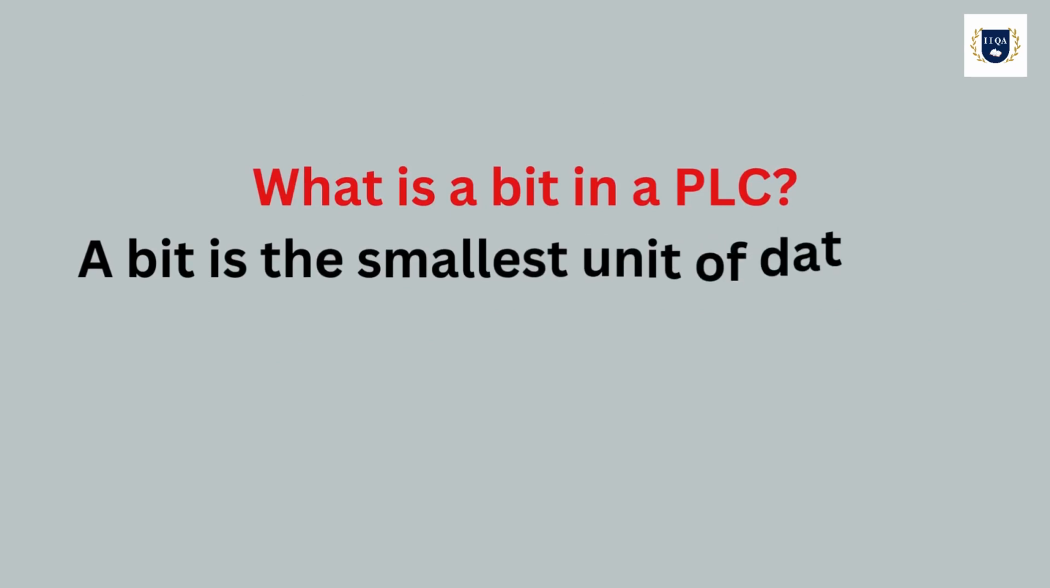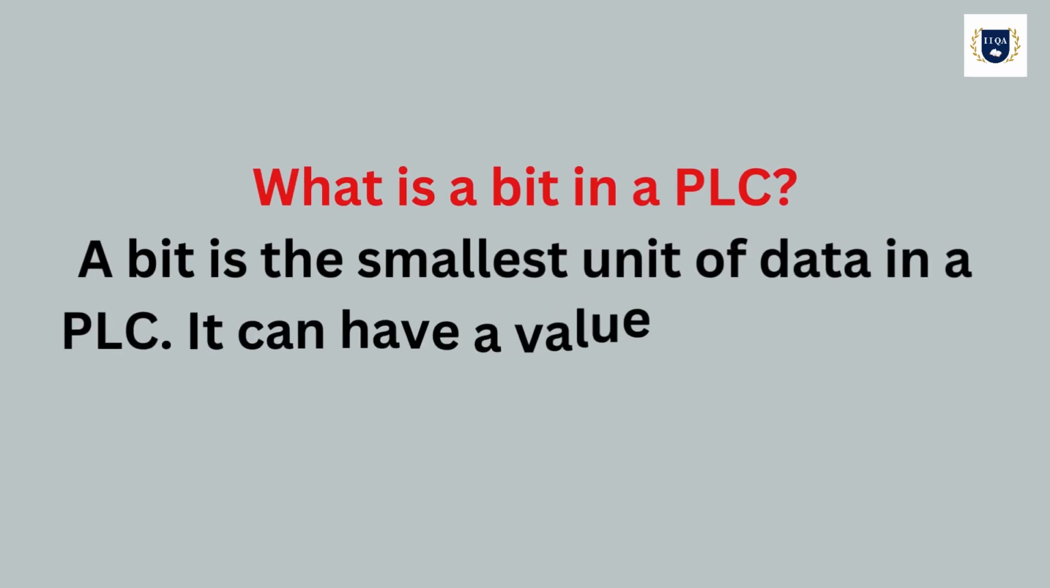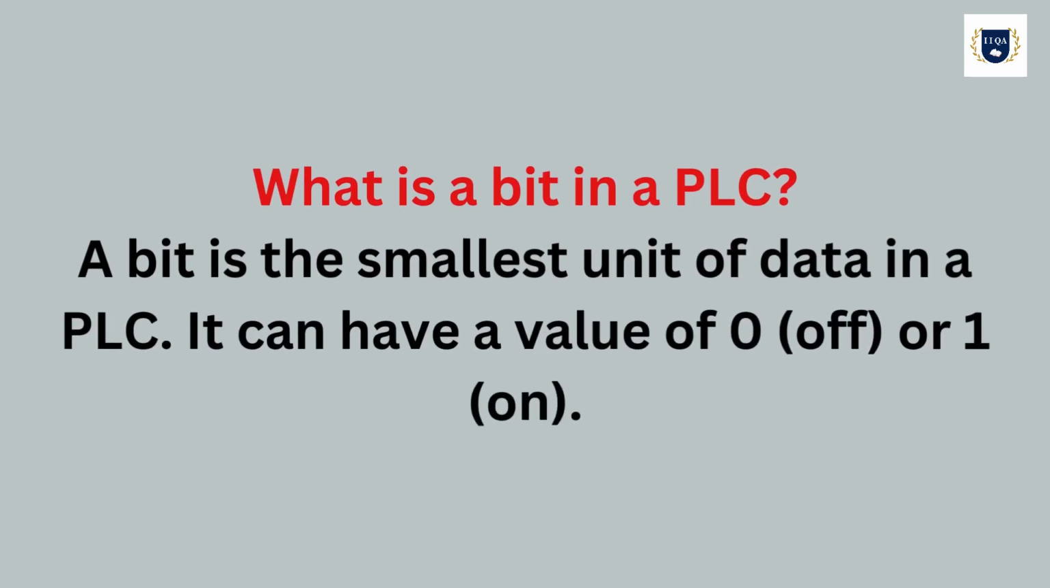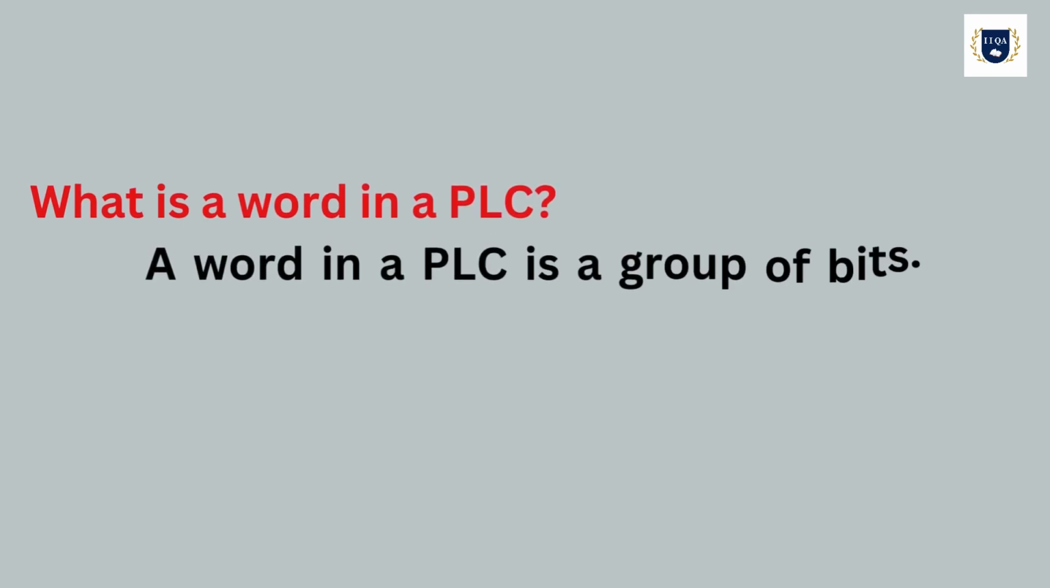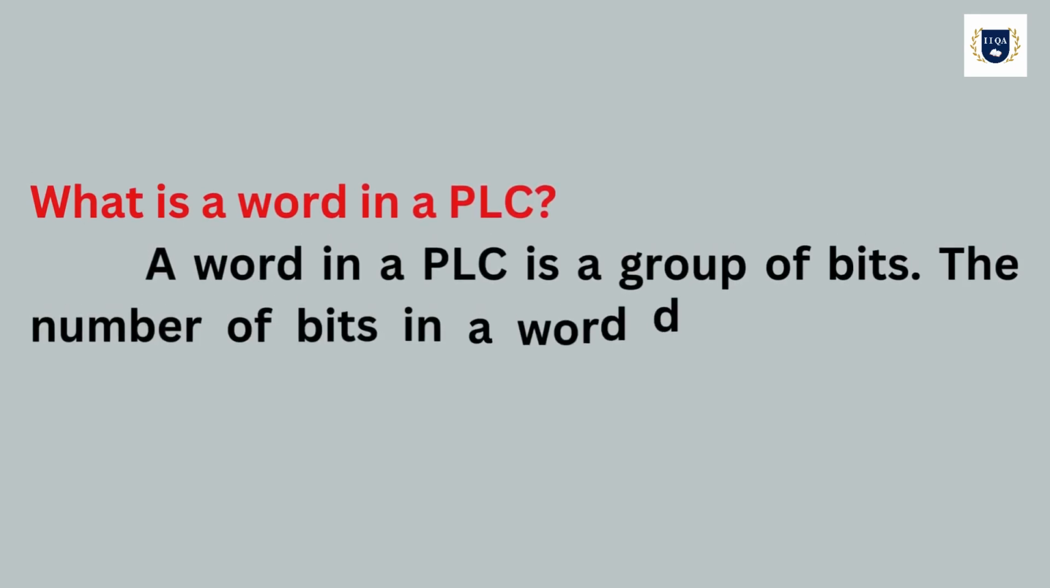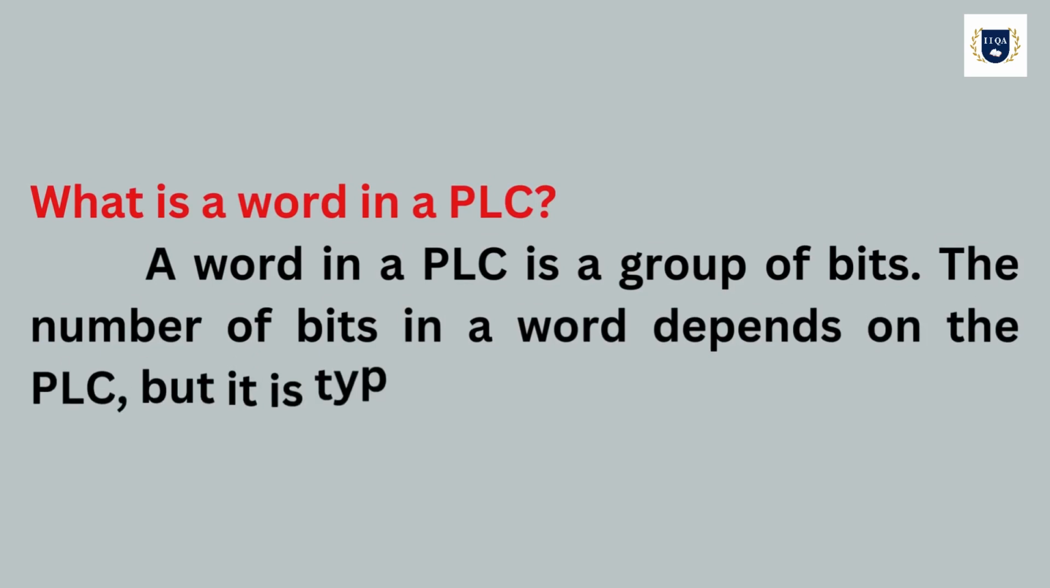A bit is the smallest unit of data in a PLC. It can have a value of 0, off, or 1, on. What is a word in a PLC? A word in a PLC is a group of bits. The number of bits in a word depends on the PLC, but it is typically 16 or 32.